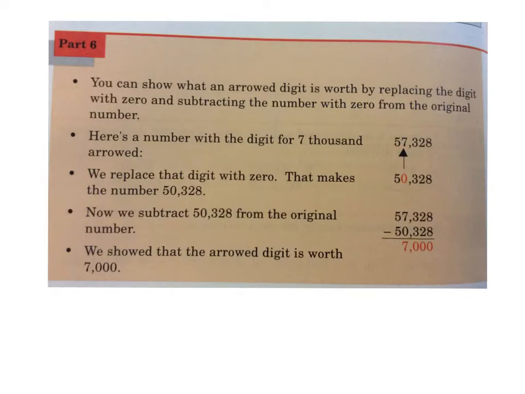But if I'm not sure, I'm like, okay, there's a 7, but I don't know how much that 7 is worth, you're going to replace that digit with 0. So now, instead of having a 7, I'm going to change it to a 0. And now you're going to subtract 50,328 from the original number. So here's the number that we started out with. Here's our new number with 0 in the thousands place. And I'm just going to do regular subtraction, and I get my answer is 7,000.